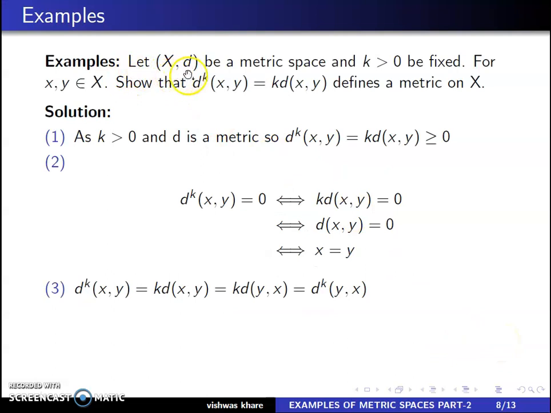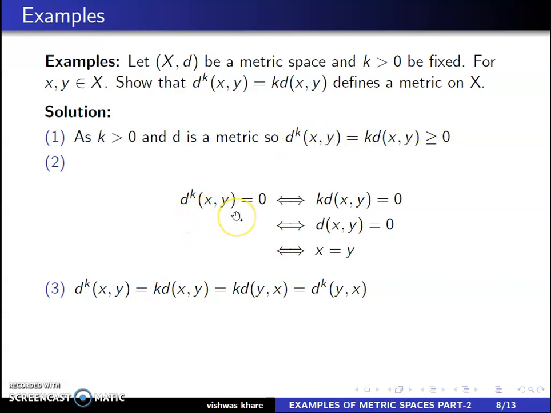Now an example. Let X be a metric space and k greater than 0 be a fixed number. For x,y belonging to X, show that d^k(x,y) = k·d(x,y) defines a metric on X. Again it is very easy. As k is greater than 0 and d is a metric, d^k(x,y) = k·d(x,y) is greater than or equal to 0, because k is already greater than 0 and d(x,y) is a metric on X, so its value is greater than or equal to 0. So the product of these two is greater than or equal to 0. So we got d^k(x,y) ≥ 0.